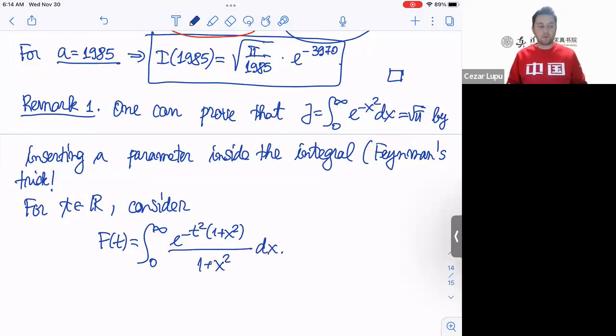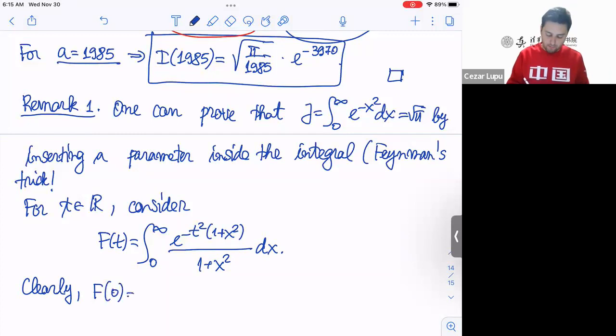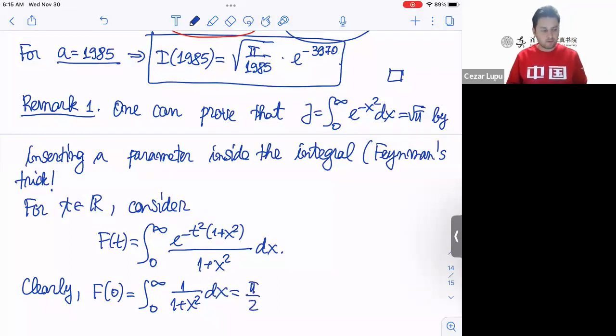Okay, so we're going to consider this, and clearly, if we look at t equals 0, so f of 0, we get just the integral from 0 to infinity of 1 over 1 plus x squared dx, which is the arctangent from 0 to infinity, which is pi over 2. And moreover, f at infinity is 0.